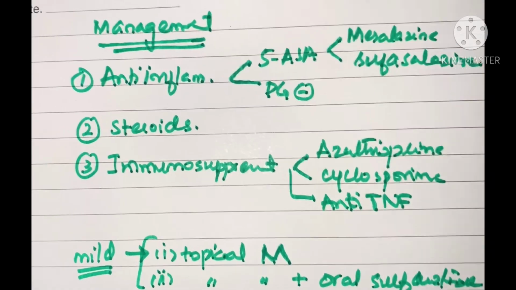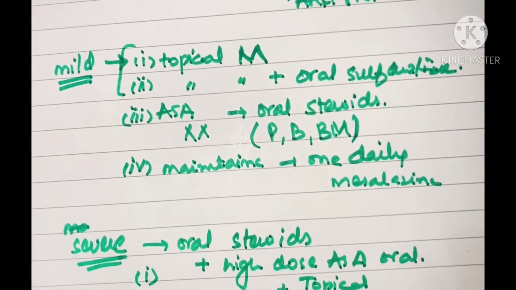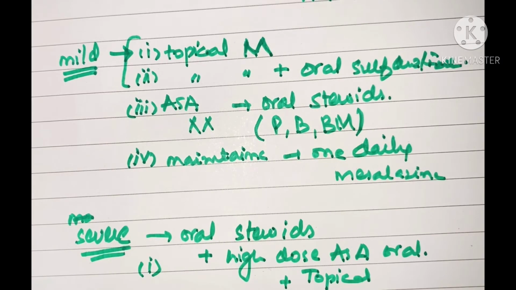Moving on, these are the options of medications we have, and further we'll go for surgery, which I'll discuss in the last section of this video. Since we have discussed in the clinical features the mild, moderate, severe, and fulminant presentations of the patient, of course we will manage the patient according to the problem he is having.